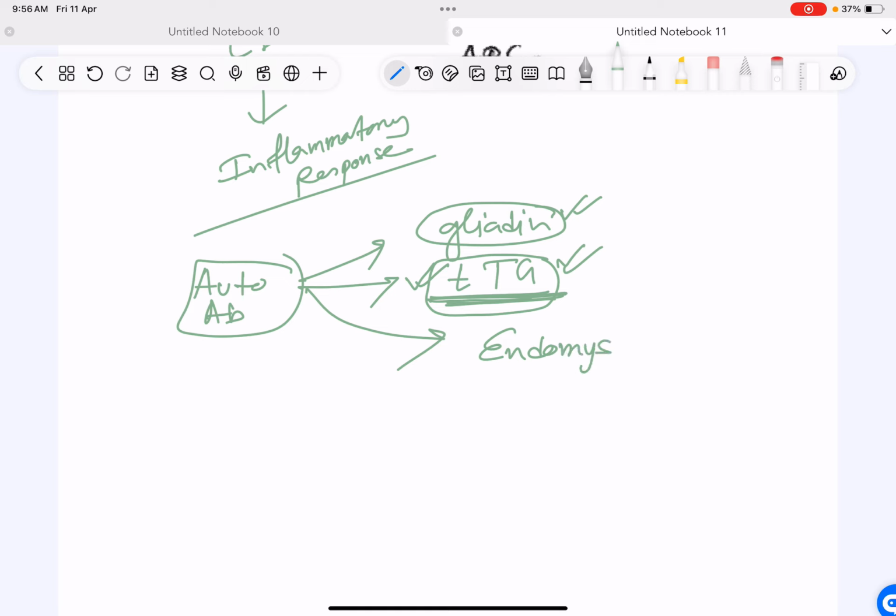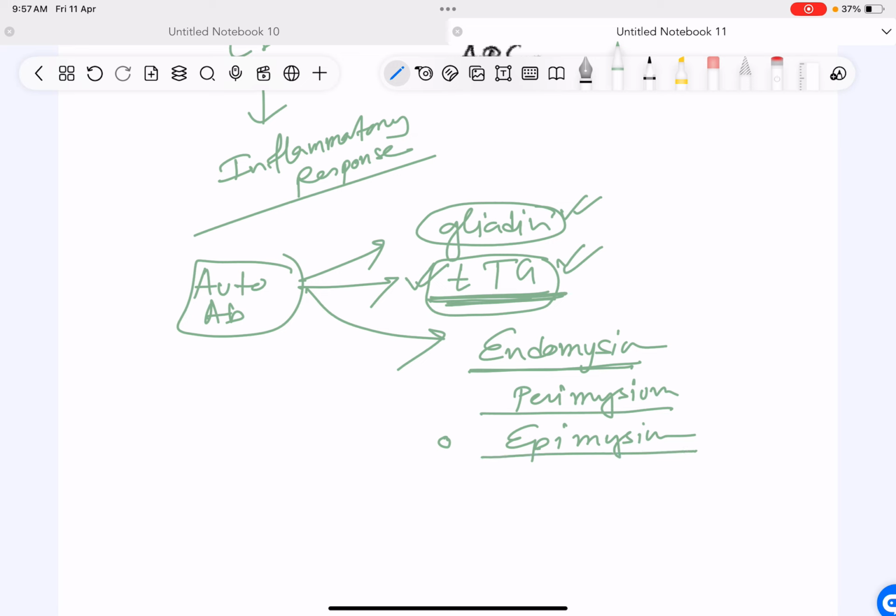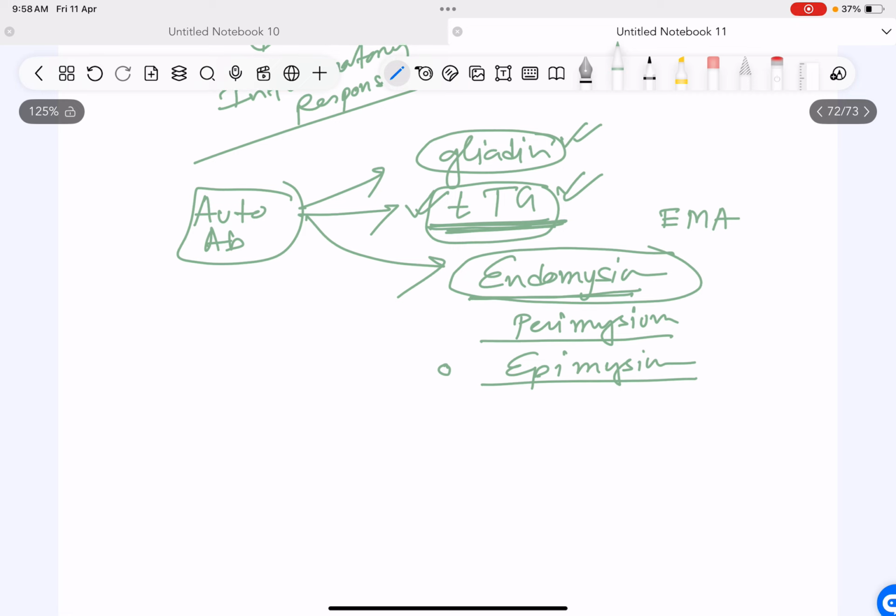What is endomysium? See, muscle fiber is covered by 3 layers. Endomysium, outside the endomysium is perimysium, outside the perimysium is epimysium. Just like your heart, endocardium, pericardium and epicardium. Similarly here also endomysium, perimysium, epimysium. Now accidentally this autoantibody attacks this endomysium, which is the innermost covering of the muscle fibers. So it produces endomysial antibodies, EMA, endomysial autoantibodies. So these 3 antibodies we have while diagnosing celiac disease.